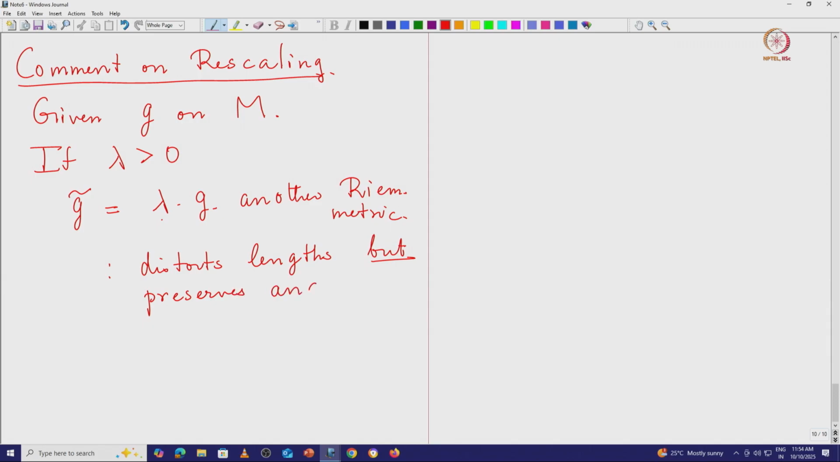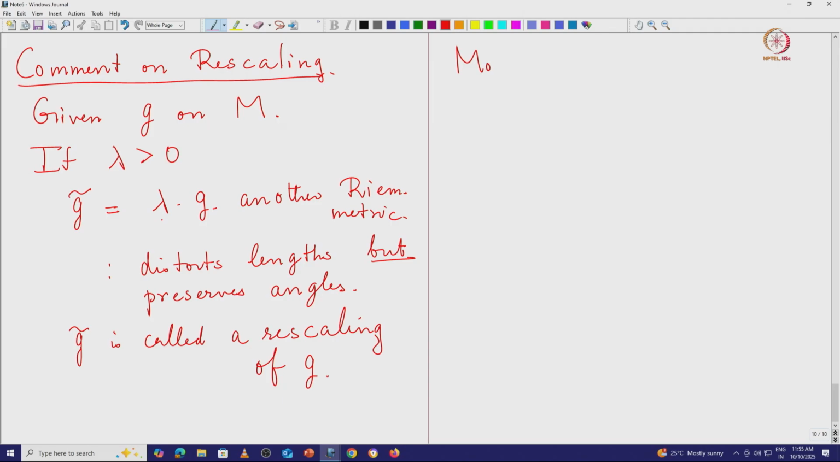If you go back to the definition of angles, you can check that this actually preserves angles. Of course if lambda is bigger than 1, then it will expand the distances. If lambda is less than 1, it will shrink the distances, but it preserves angles. So G tilde is called a rescaling of G. One can actually take this a bit further.